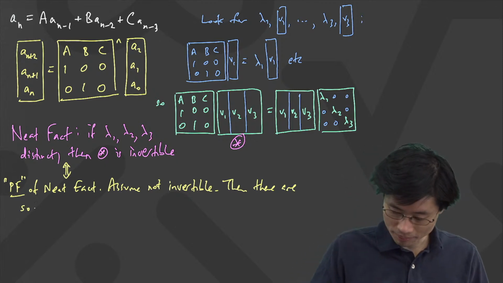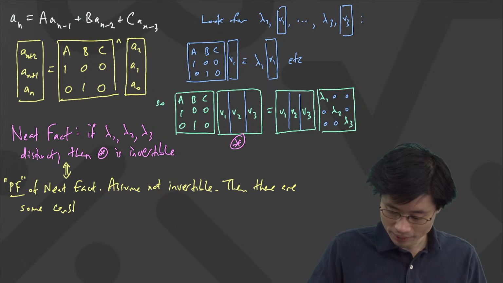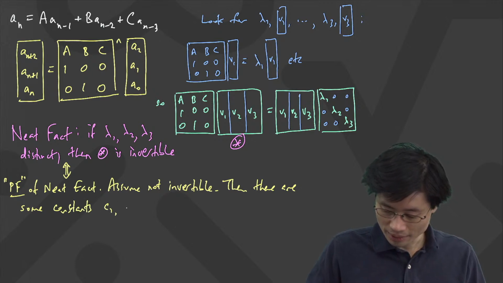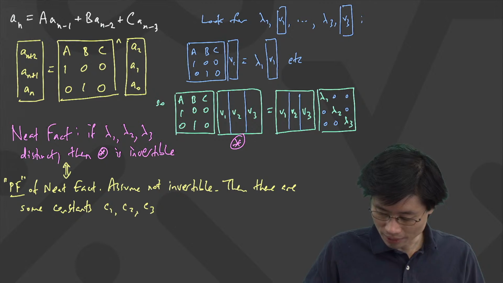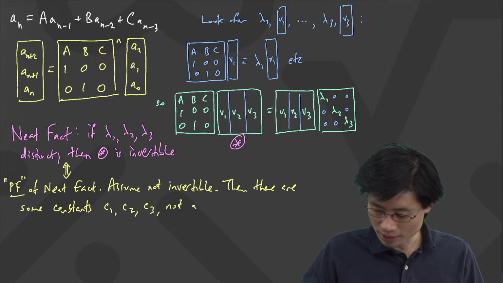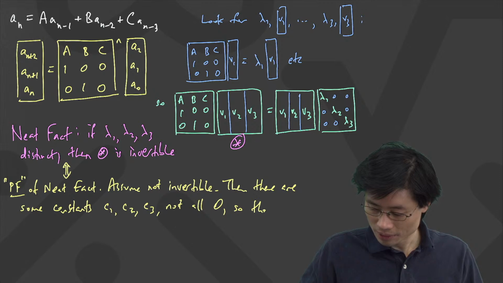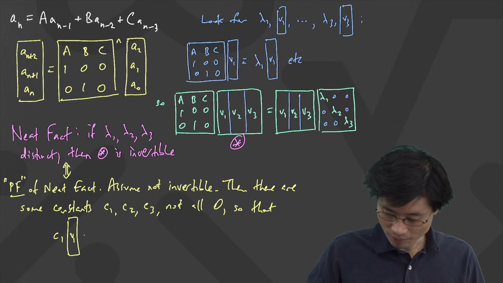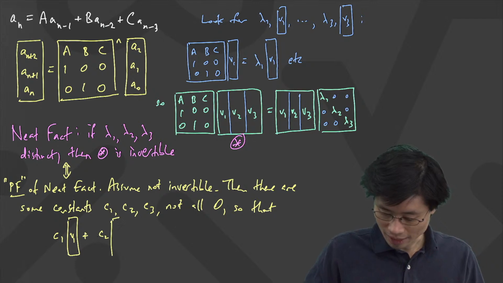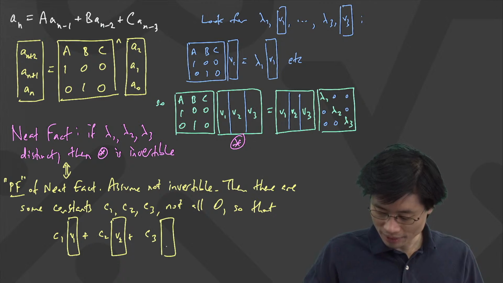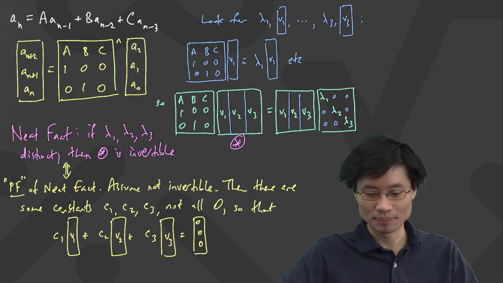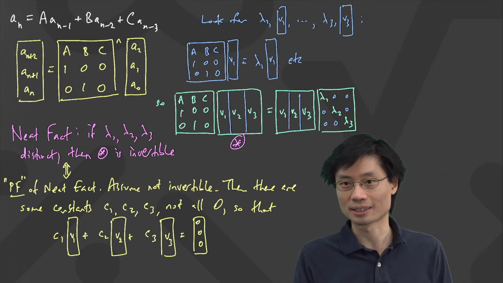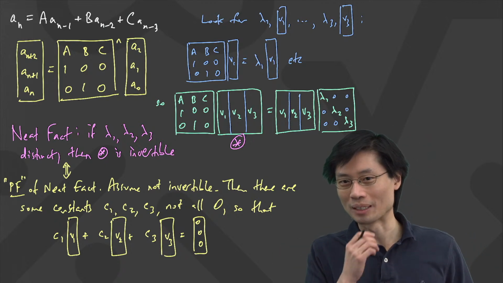There are some constants C1, C2, C3, not all 0, so that if I wrote C1 times this V1 plus C2 times the V2 plus C3 times the V3, this is the 0, 0, 0. And here's where we got to last time, and we had an interesting proof of what to do next. But here I want to do it with actually more matrices.